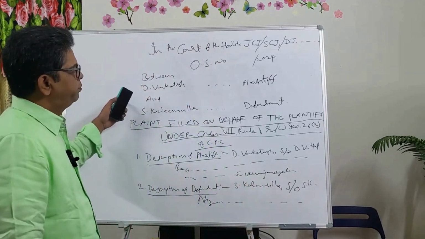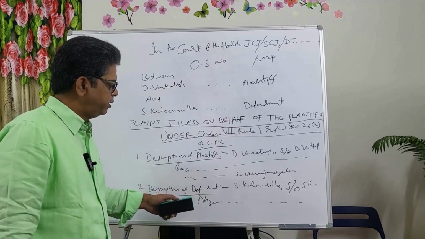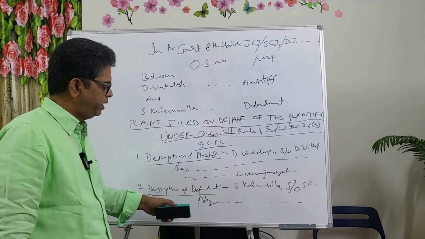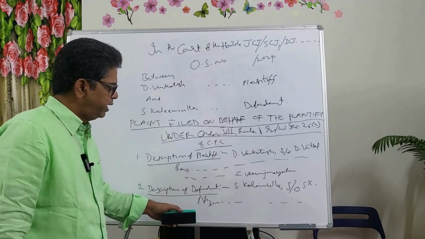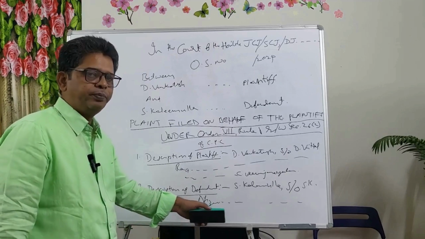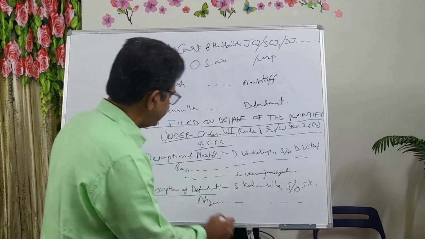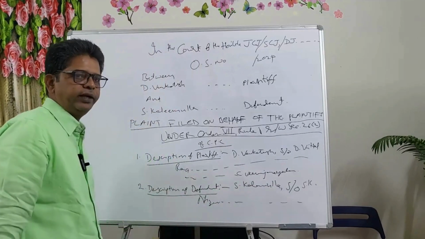By the time of presentation of the plaint, there will not be any advocate for the defendant. Therefore, here you write the statement: the address of the defendant or defendants, plural, for the purpose of service of notices, process, summons, etc. is as mentioned above. Okay?